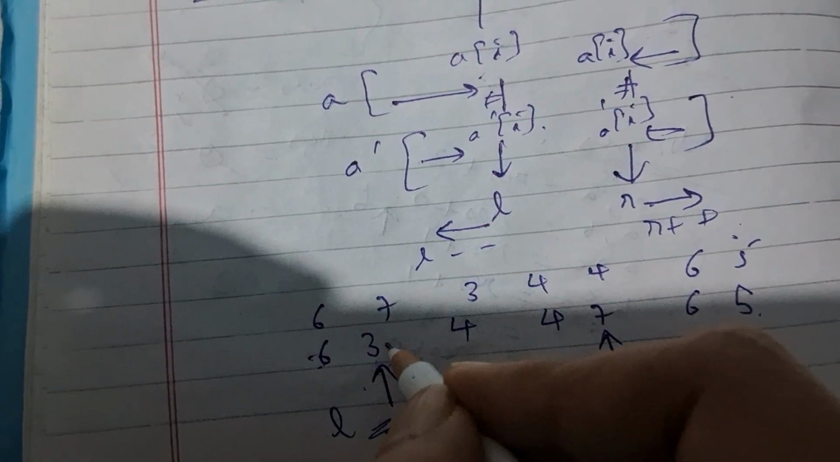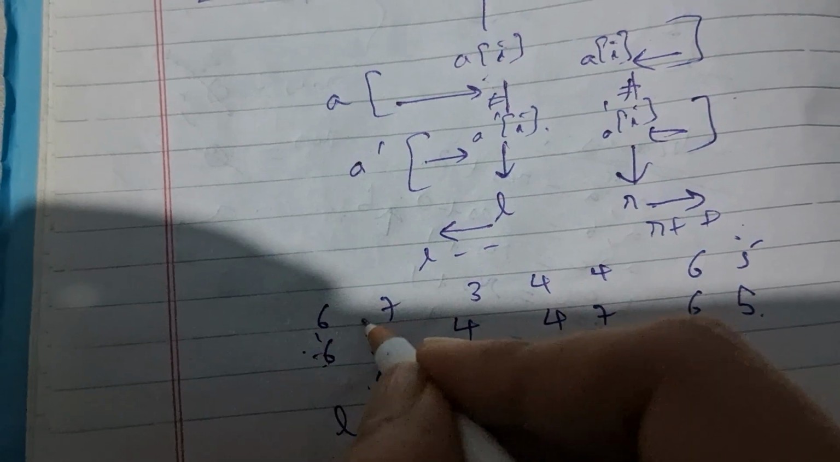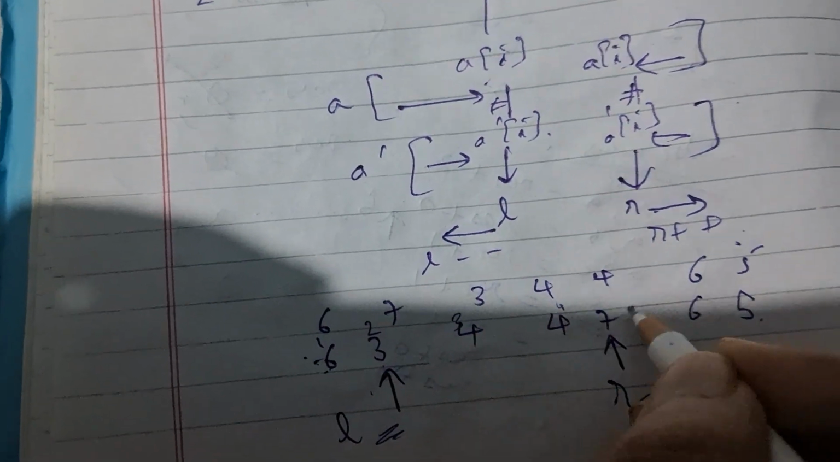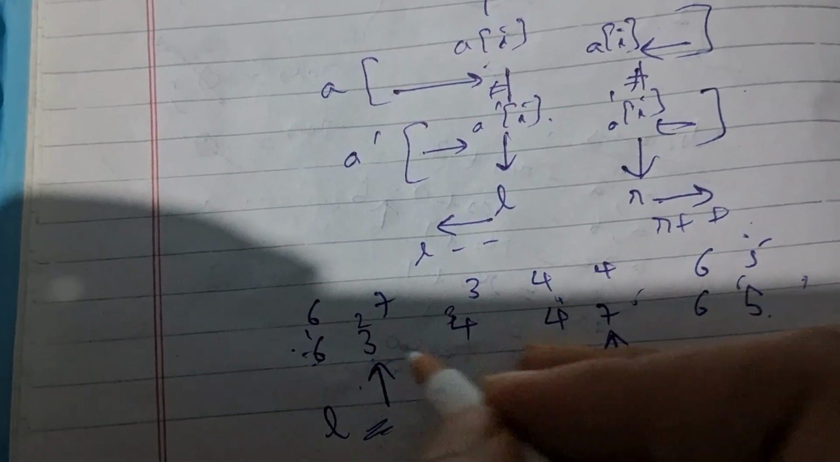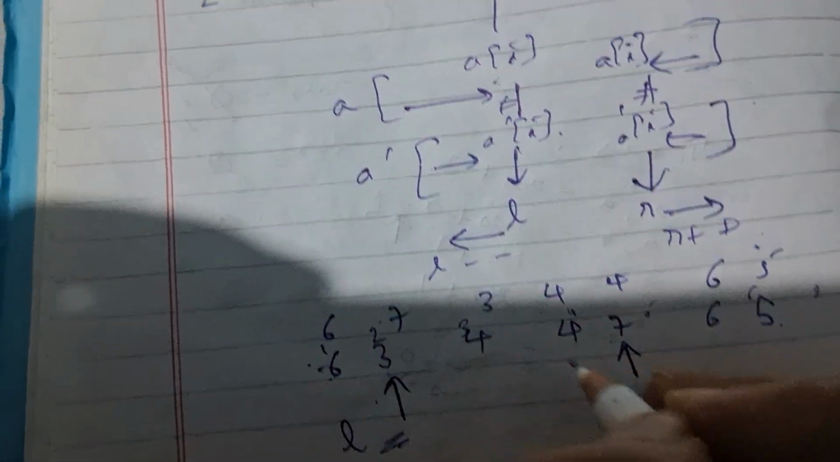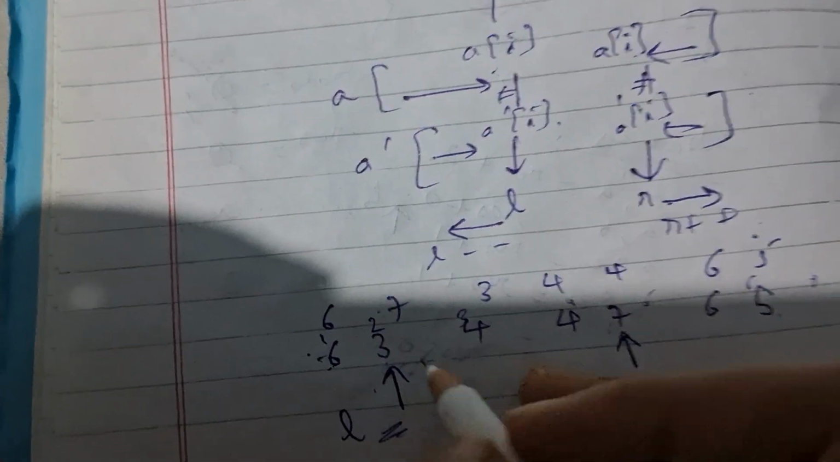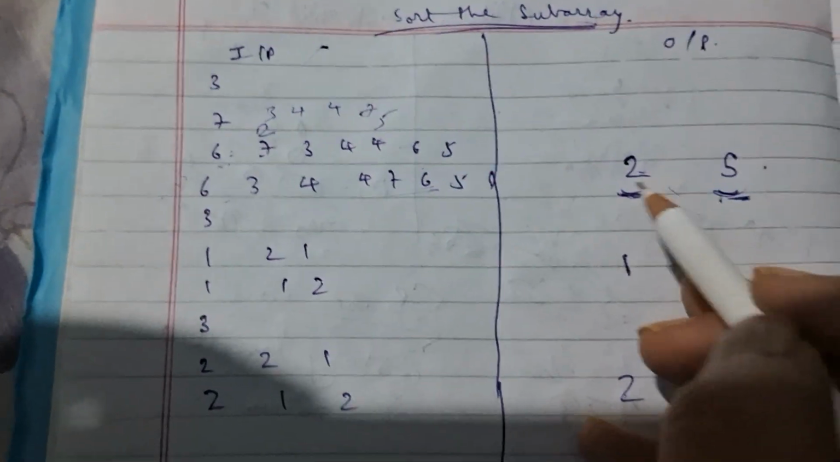So what is L? It is 1 2 3 4 5 6 7, right? So L is at position 2 and R is at position 5. So we return 2 5.